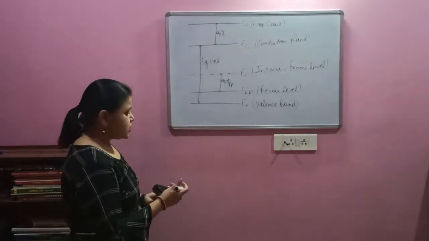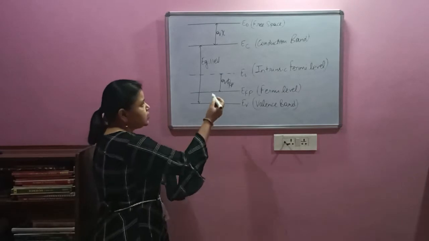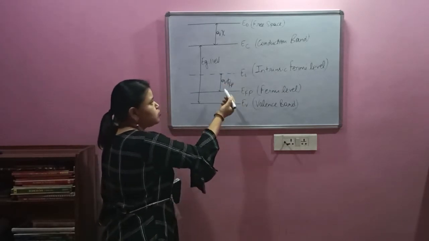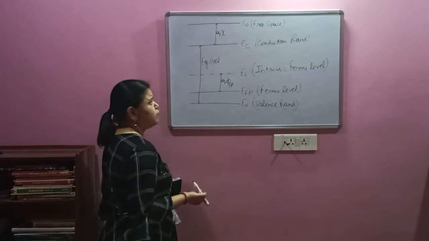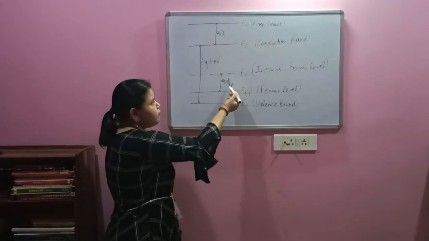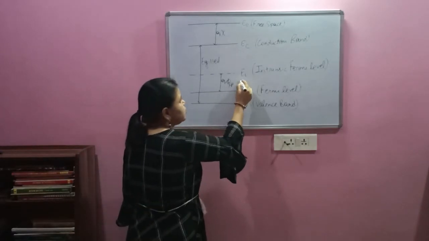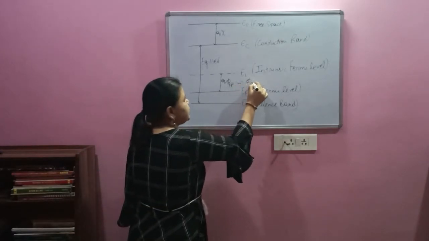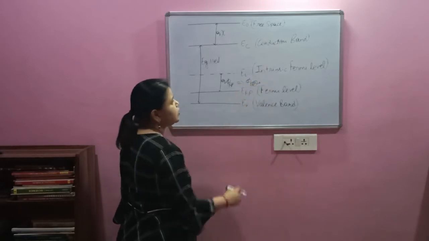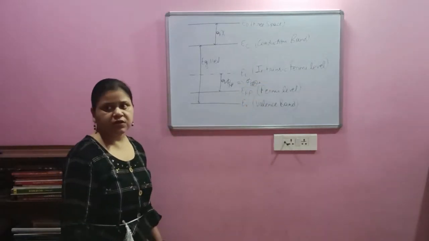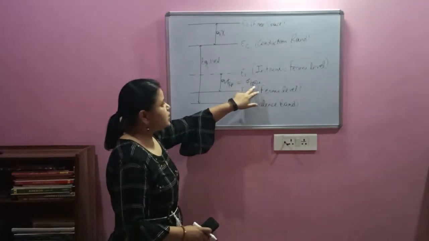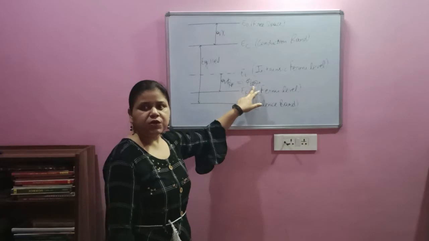Now looking towards the nomenclature over here, the gap between the intrinsic and the Fermi level is known as the Fermi potential, and we denote it by phi Fp, or it is also denoted as phi Bp. Now this suffix p over here means that we are talking of a p-type semiconductor. If this is the case of an n-type semiconductor, then this p will be replaced by a small n over here.